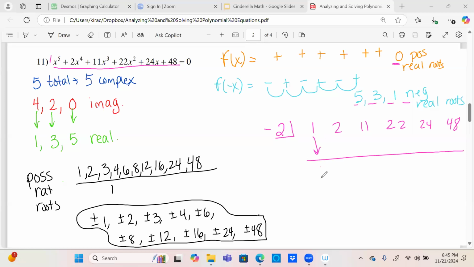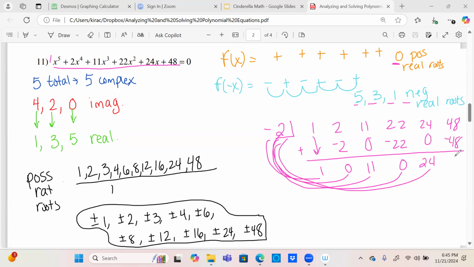Now you drop down, multiply, add, multiply, add, multiply, add, multiply, add, multiply, add. And you know it works if you get that last number to be 0. That's your remainder, and we need that to be 0. This is an answer. X equals -2 is an answer. Now that was just a lucky guess. I could have guessed anything out of the possibilities. Again, guessing a negative because we know we don't have any positives. If that wouldn't have worked, I then would have tried just something else out of that list, keeping it negative. But that worked.